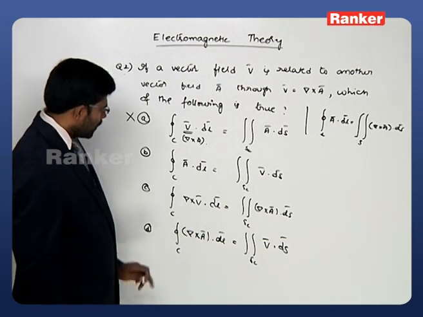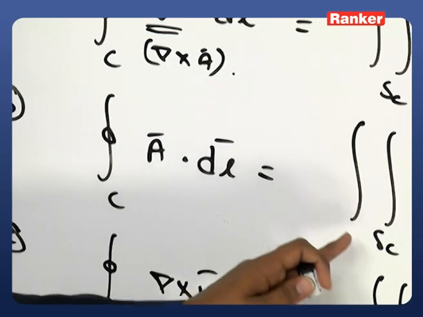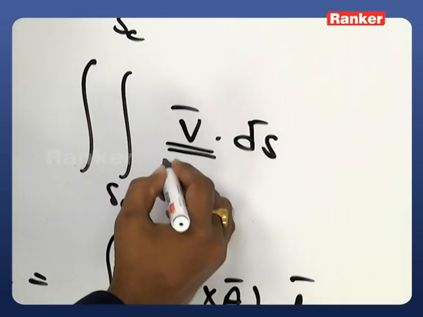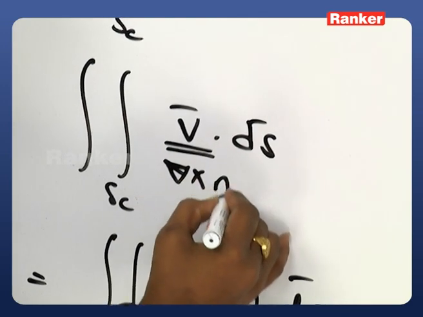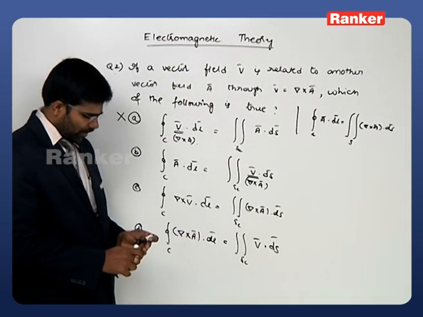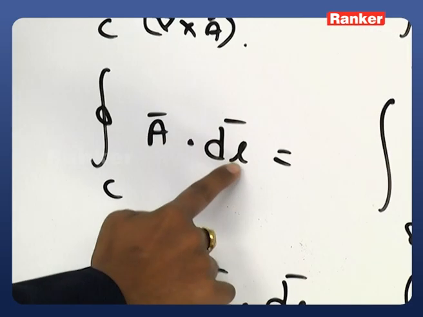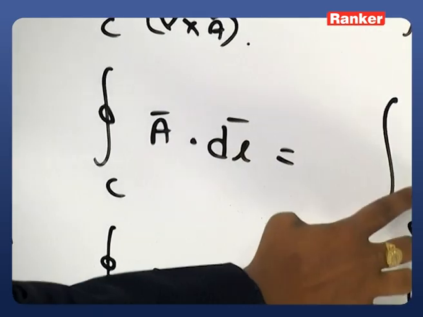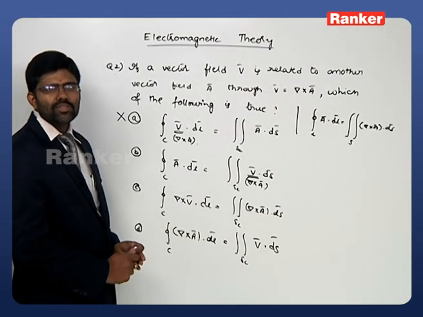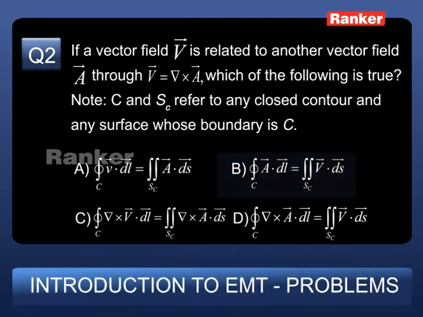Go to option B. In option B, the contour integral of A bar dot dl bar is equal to the open surface integral of, instead of V, if you write del cross A bar, so del cross A bar dot ds bar. Just compare this with the equation of our Stokes theorem. The contour or closed line integral of A bar dot dl bar is equal to the open surface integral of del cross A bar dot ds bar. So clearly this satisfies our Stokes theorem, so option B is right. The correct answer for this question is option B.